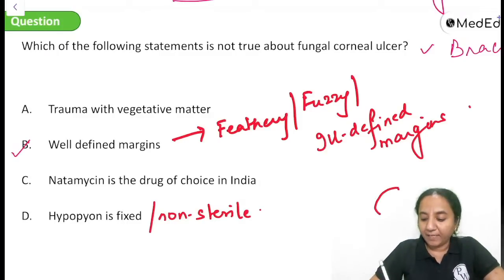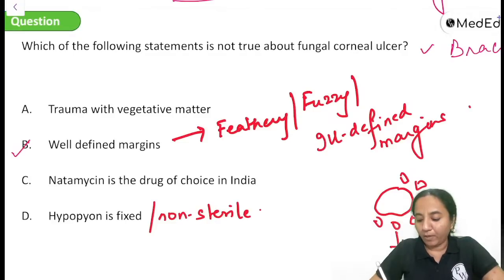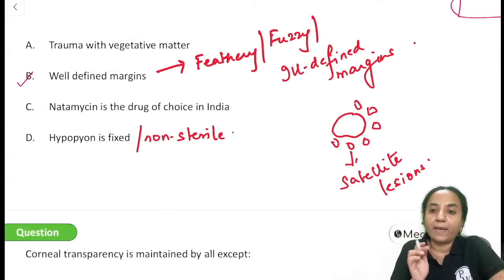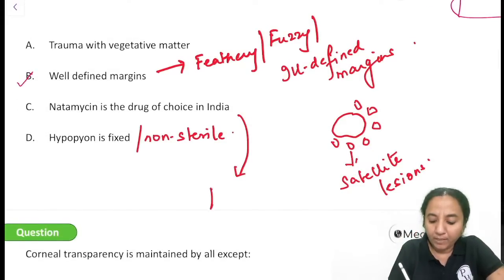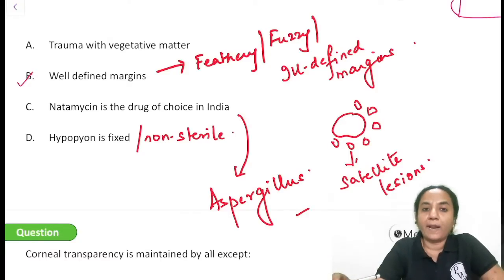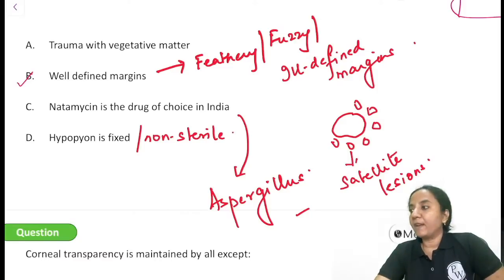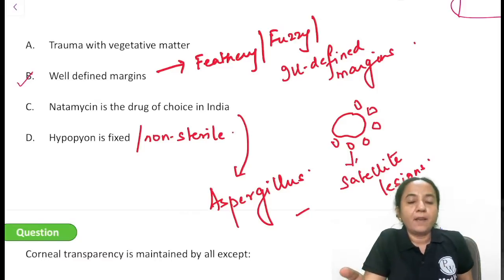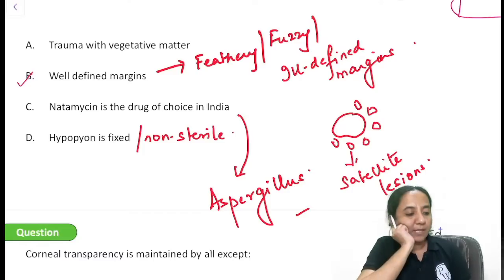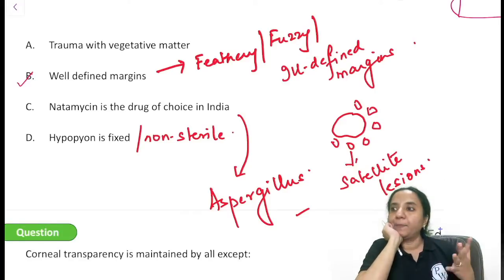And also the ulcer is like this. There is usually one small ulcer, and surrounding it there are smaller lesions. These smaller lesions are called satellite lesions. And natamycin is the drug of choice in India. Why is natamycin the drug of choice in India? Because ulcers in India are mostly caused by aspergillus, and aspergillus is very sensitive to natamycin. So all these are right. So what is wrong is well-defined margins. Well-defined margins are seen in a bacterial corneal ulcer. In a fungal corneal ulcer, we will get feathery, fuzzy, or ill-defined margins. Okay, commonly asked PYQ.